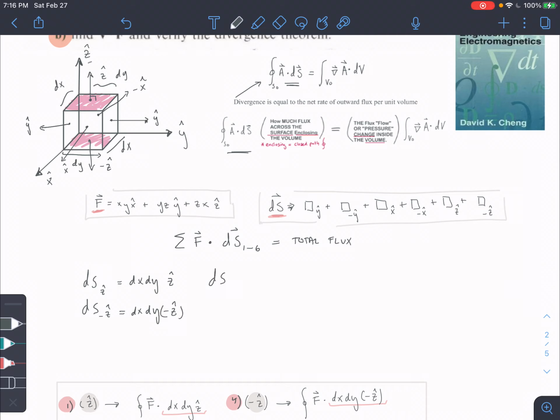So let's look at ds for positive y. Let's erase these just so we can see what side we're working with so we don't confuse ourselves.